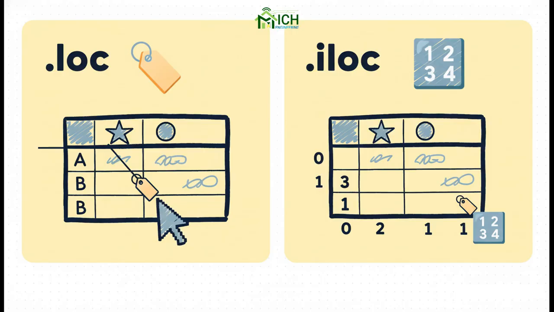Okay, now this is super important because it's something that trips up pretty much everyone when they're starting out. How do you grab a specific piece of data? You've got two main tools. loc uses the actual row and column labels. iloc, on the other hand, uses the numerical position or the index. Just remember, L for label, I for integer location. Getting that down will save you a ton of headaches.